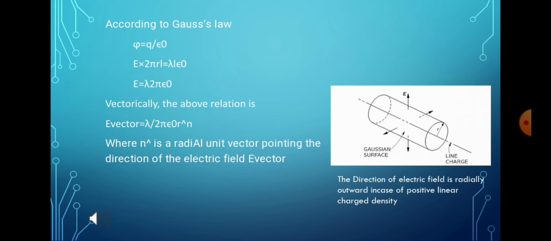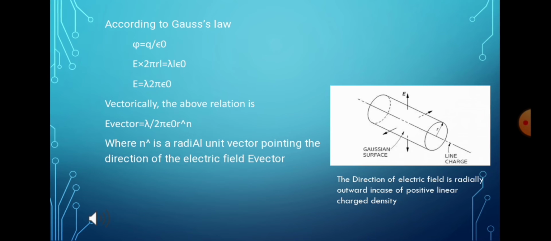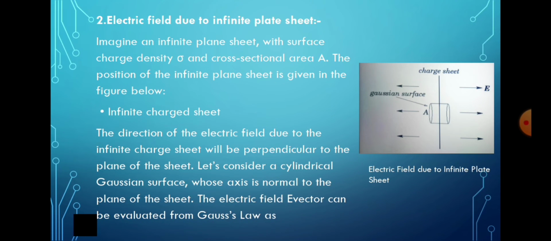Vectorially, the above relation is E vector equal to lambda by 2 pi epsilon naught R n vector, where n vector is a radial unit vector pointing in the direction of the electric field E vector. Now the second part is the electric field due to an infinite plane sheet. Imagine an infinite plane sheet, as given in the figure below. The direction of the electric field due to the infinite charge sheet will be perpendicular to the plane of the sheet. Let's consider a cylindrical Gaussian surface whose axis is normal to the plane of the sheet.